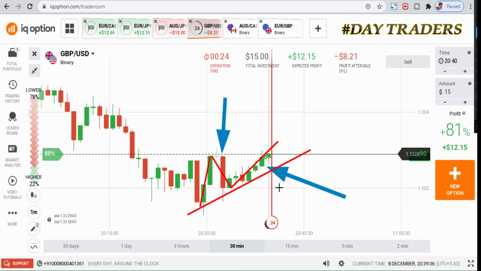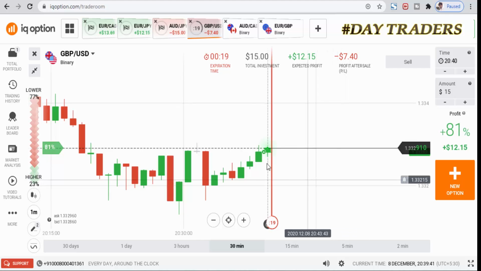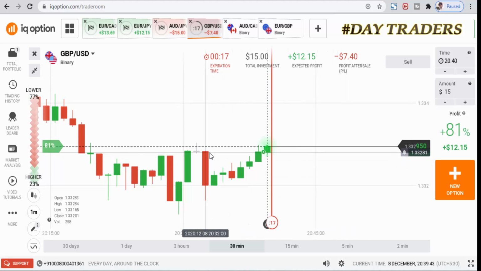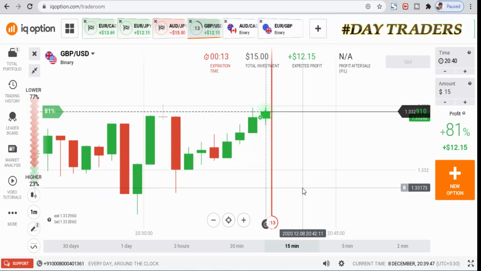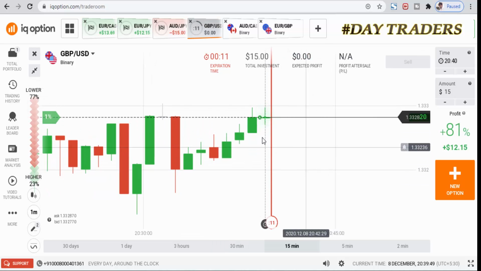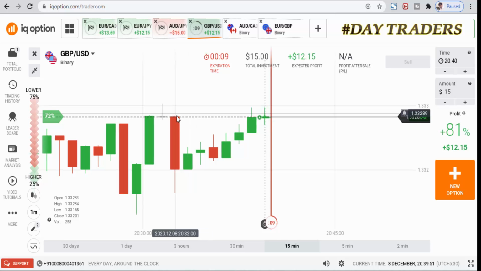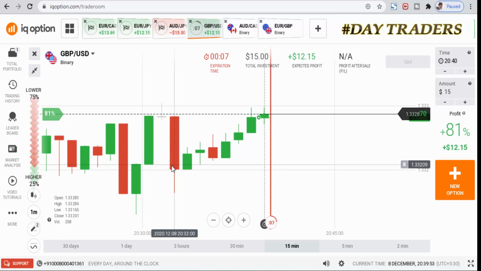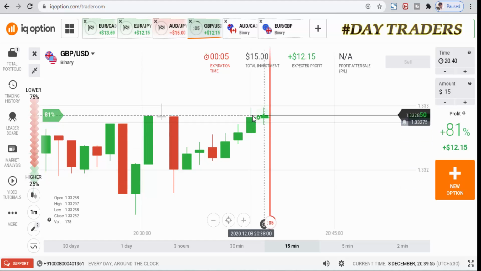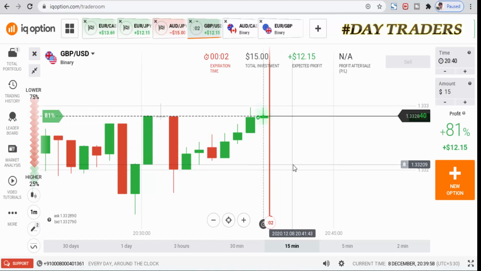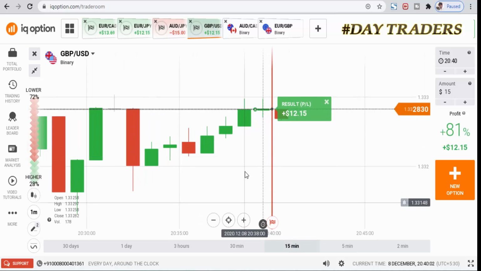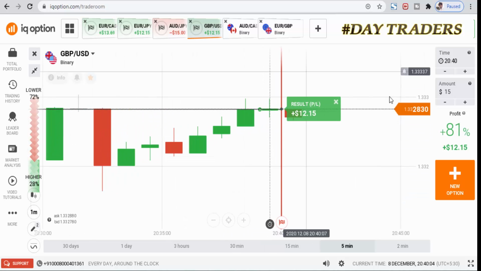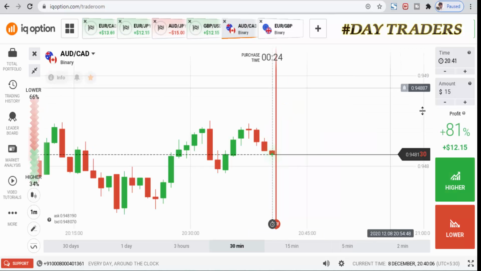Okay, some buyers enter the market, but some sellers also very strongly enter this market at the level, so that's the reason the candle makes a rejection from sellers. Okay, it makes a very big bullish candle. Okay, this is also a winning trade. Let's check the next pair.